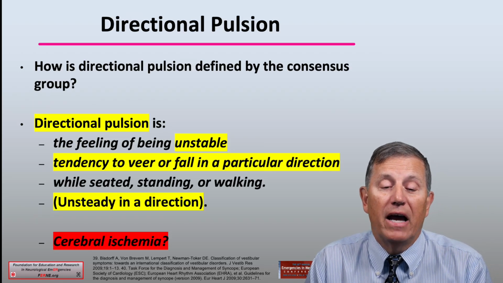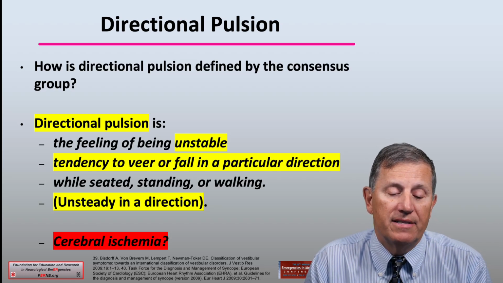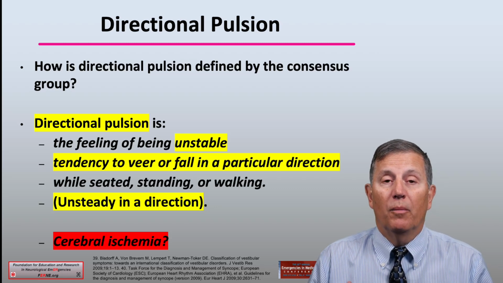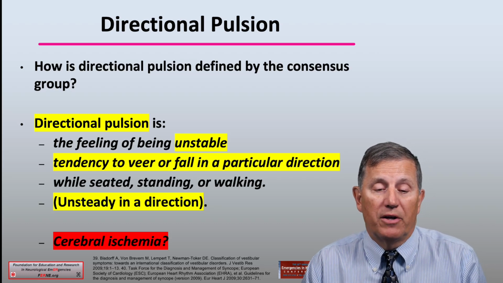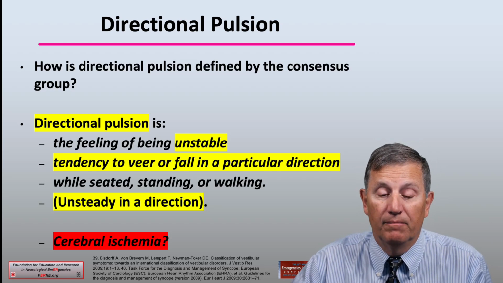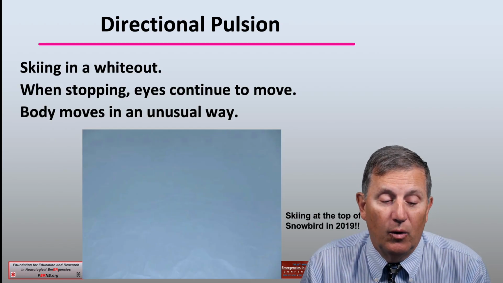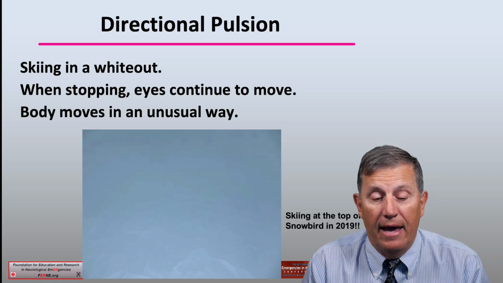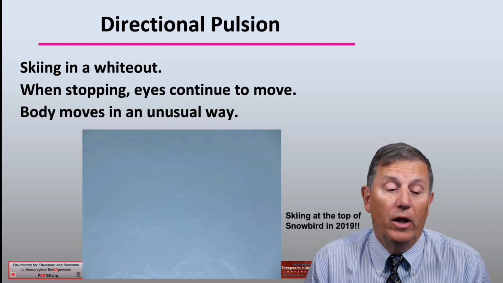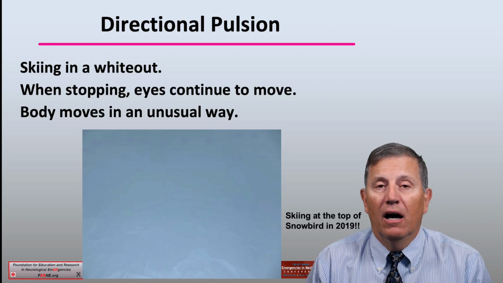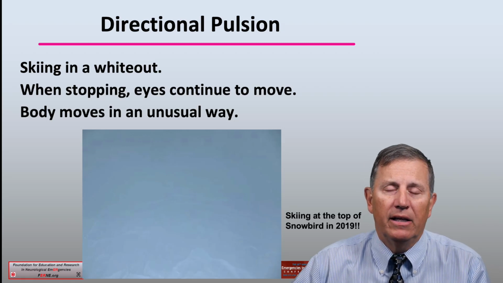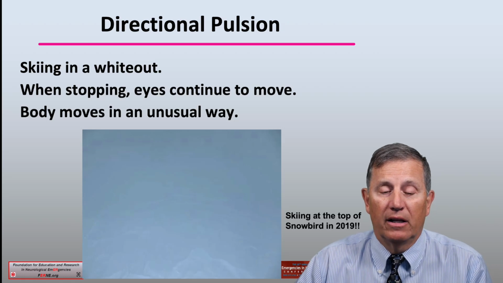This is different than something they define as directional pulsion, which is also unstable, the tendency to veer or fall in a particular direction. In other words, it means you appear to be unsteady in one direction. So directional pulsion is similar to unsteadiness in that it may suggest cerebral ischemia. I was once skiing in a whiteout with my daughter. We were on the top of the mountain at Snowbird. And when we stopped, our eyes continued to move because we could not focus on anything because literally we were in a cloud. That feeling of veering to the side because your eyes are not correct or because there's some inability to register the environment around you is an important clinical sign.